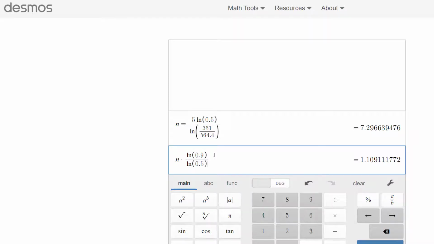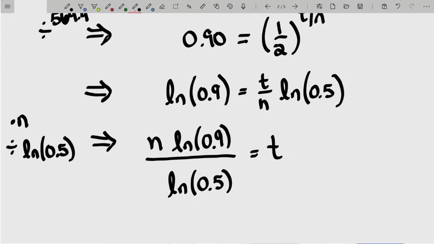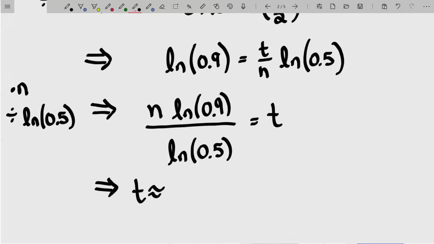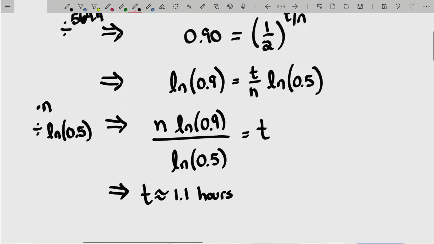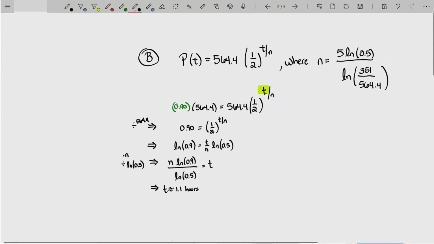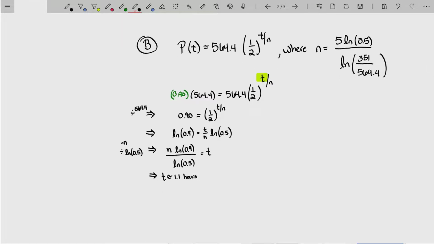I'll hop back over and just say that t is approximately 1.1 hours. So that's how long it will take for 10% of the caffeine in this person's system to decay, considering that their half-life for caffeine in their system was 7.3 hours.